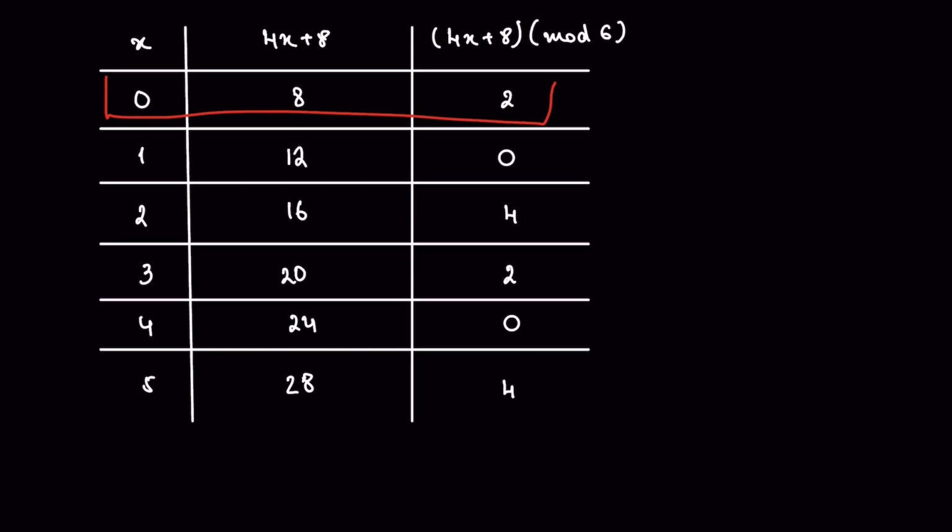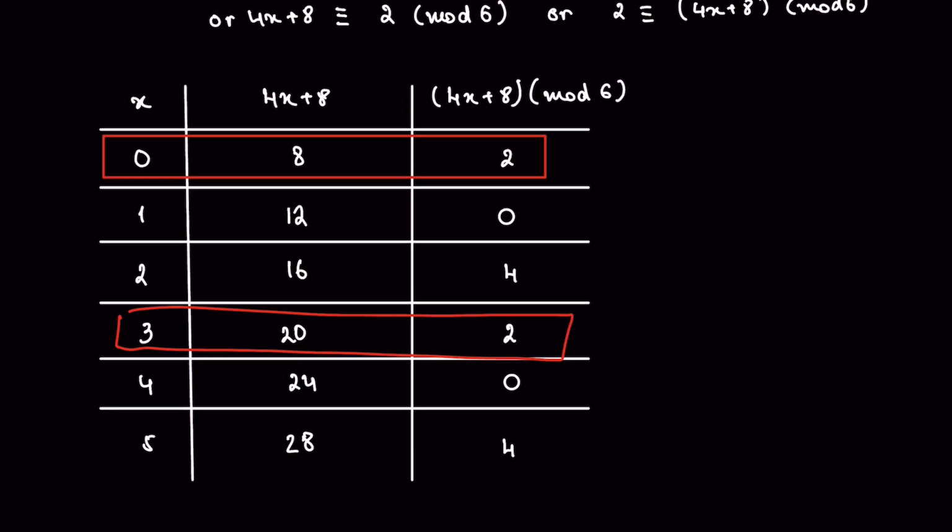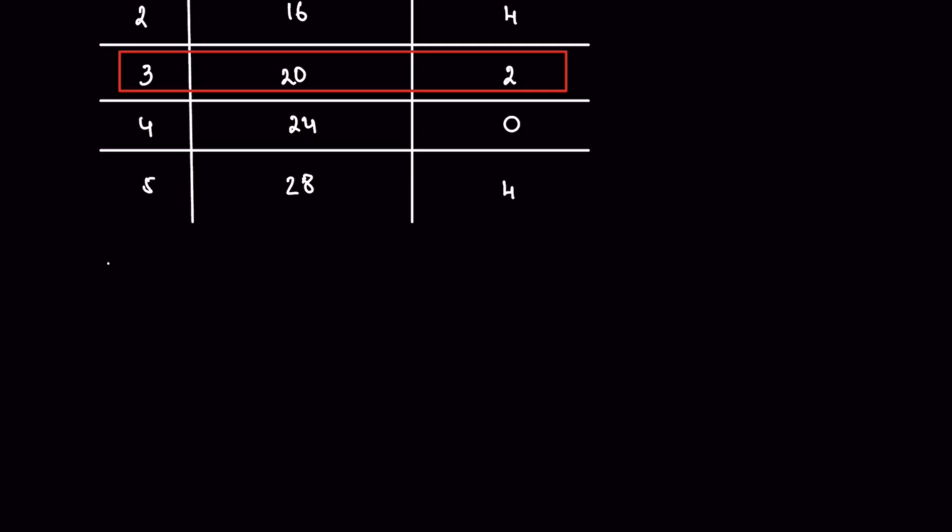That is the solution when x equals 0, because when x equals 0, 2 is congruent to 4x plus 8 mod 6. So the remainder is equal to 2. Another solution is x equals 3, because when x equals 3, the remainder is also equal to 2. So there are 2 solutions. x equals 0 and x equals 3 are the solutions to the equivalence.